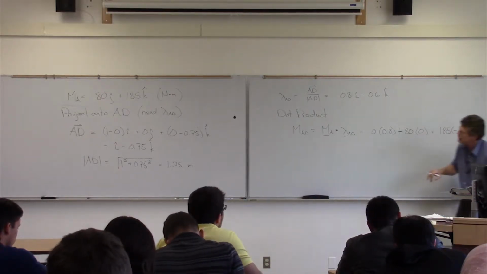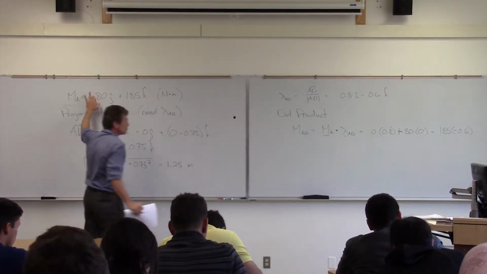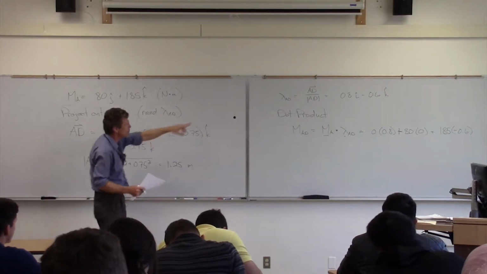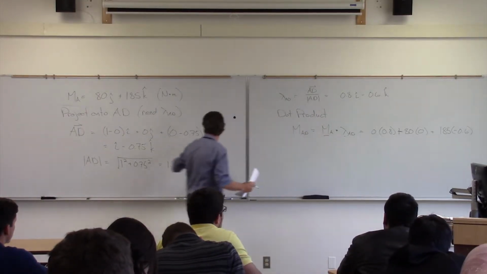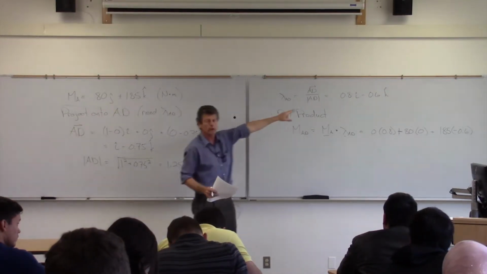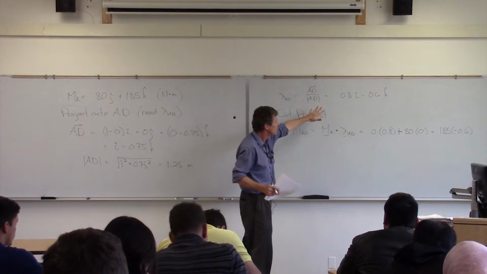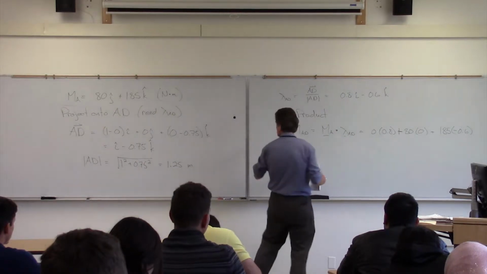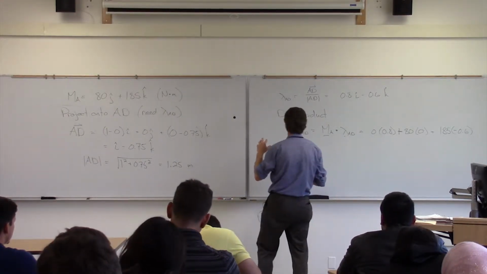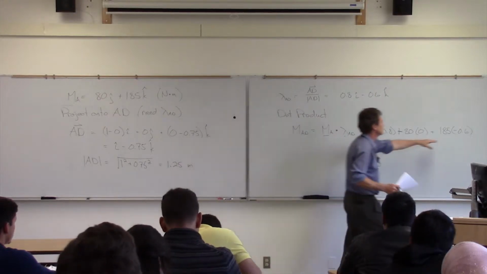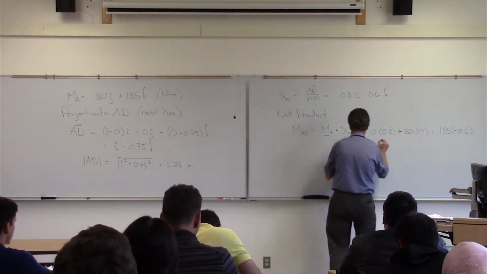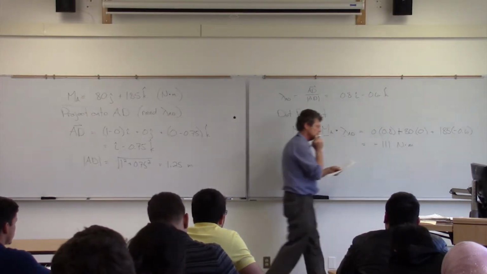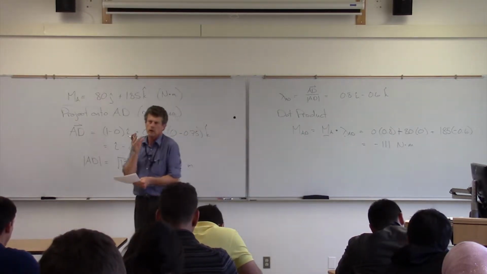If we go through and look at it, there's no x component for A, so that's 0 multiplied times our 0.8. We have 80 in the j direction, but we don't have any component in the j direction in terms of my unit vector AD. And then the only other piece is going to be my 185 and the 0.6. Which again is a scalar. So we come up with a minus value.